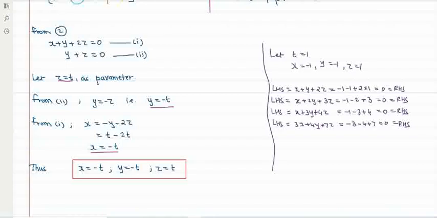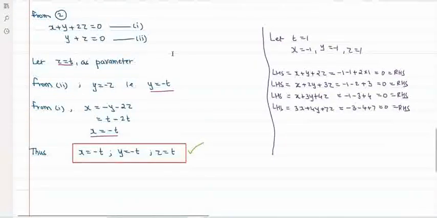So here you can conclude whatever solution you obtain, that is correct. That's why in the examination you can use a calculator, not necessary to write. Directly substitute and verify LHS is equal to RHS. If that is satisfied, that means your answer is correct.